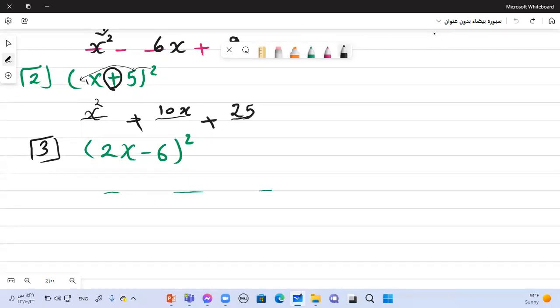What is about the sign in here? Positive. The sign all the time for the perfect square should be positive, and the sign of the middle term will be negative. Excellent. How can you find this term? 2x multiply itself, yeah. 2x multiply 2x.